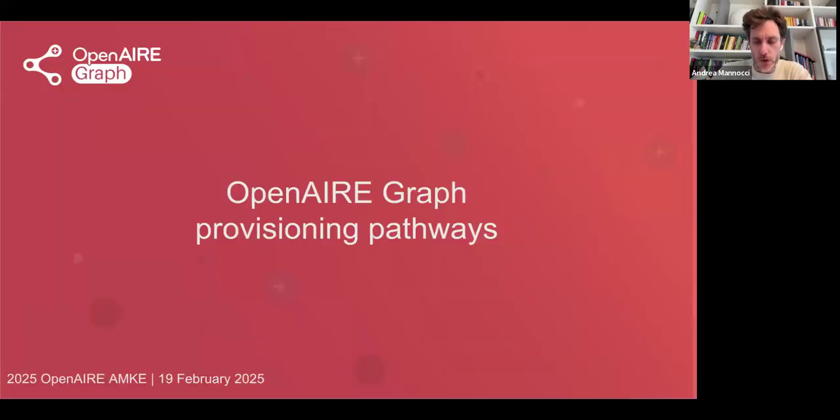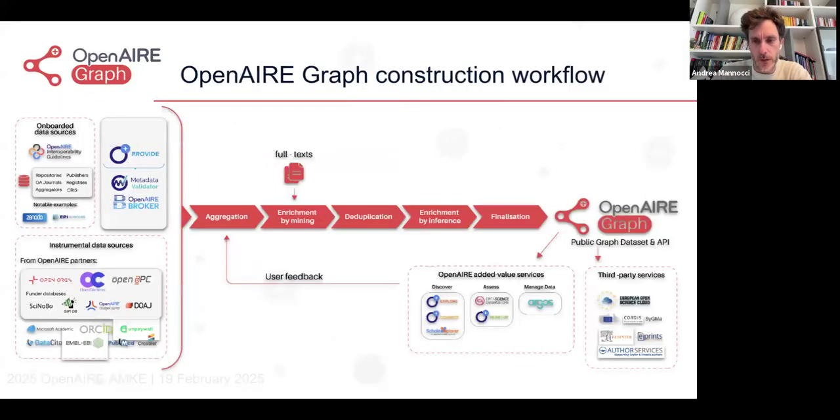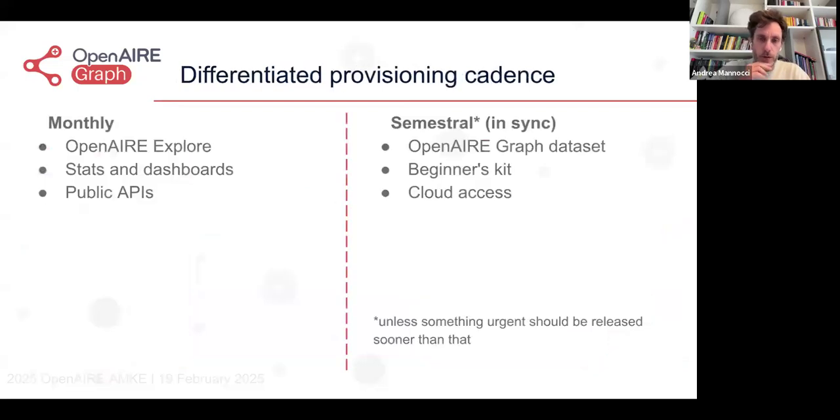So talking about provisioning pathways, we run things in different ways. We have this construction workflow. I'm not going into details now, but all I want you to know is that we collect information from places, we put everything together, and we publish the data onto different channels. And we do this with different seasonality. On a monthly basis, we recreate the index that serves the web portal.